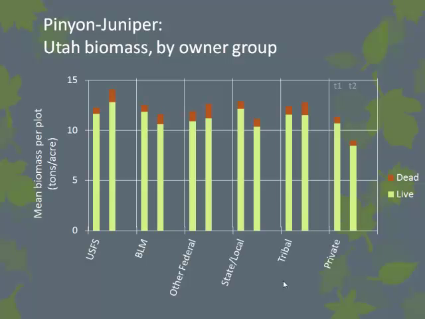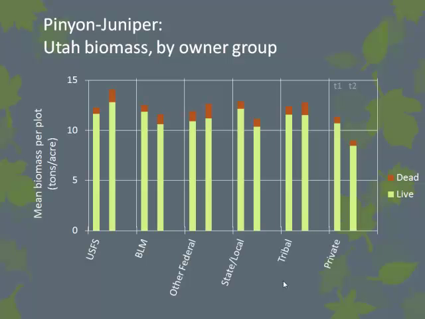But if you look at national forest lands, non-national forest and non-BLM lands, this other federal category, and then tribal lands, there's no decrease in the total biomass. And on national forest lands and other federal, we actually saw an increase in live biomass. We saw decreases in total and live biomass on BLM, state and local government lands, and private lands. That might be because of elevational effects, or it could be due to differences in management.